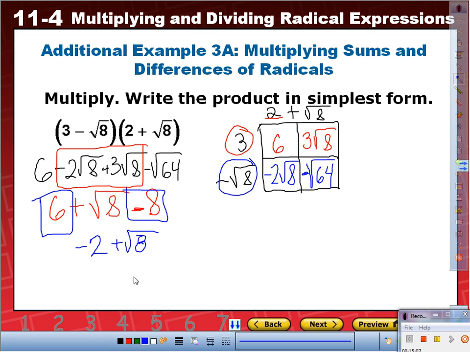And once again, like everything at the end, let's check. Can we simplify the radical? Yes. Negative 2 plus square root of 4 times 2. What is square root of 4? 2 square root 2. Bring down the plus and the negative 2. And we're done.